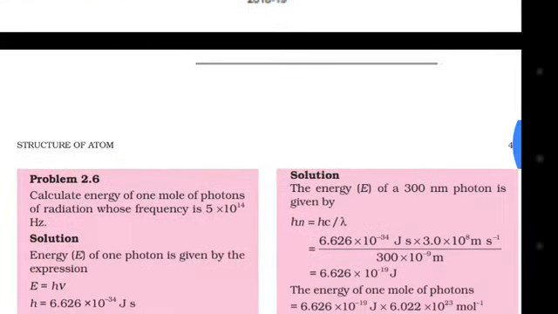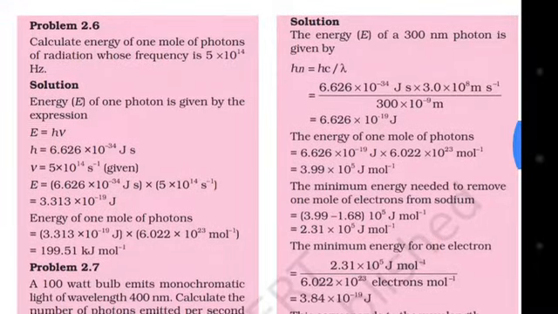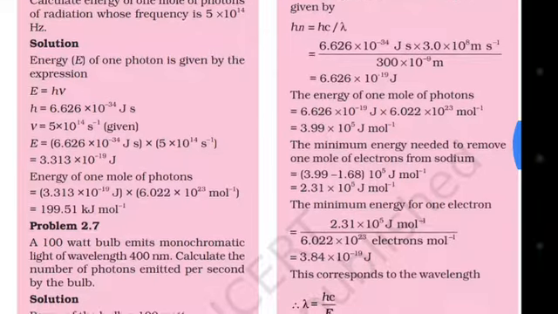Okay, we are on page number 43 and problem 2.6. Calculate the energy of 1 mole of photons of radiation whose frequency is 5 into 10 to the power 14 hertz. Solution: the energy E of one photon is given by the expression E is equal to h nu. h is equal to 6.626 into 10 to the power minus 34 joule second. nu is equal to 5 into 10 to the power 14 per second, given.